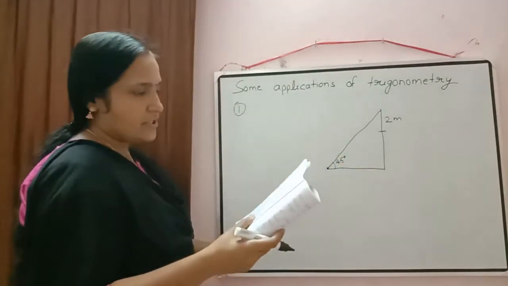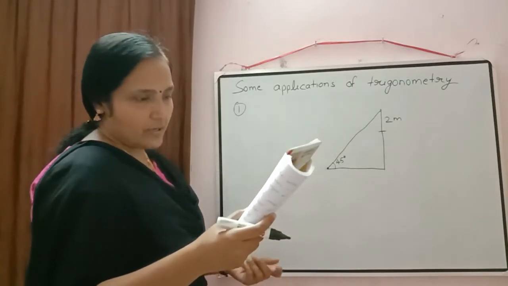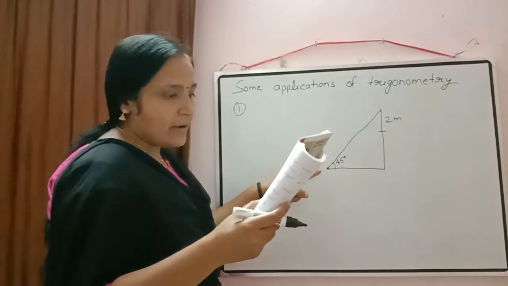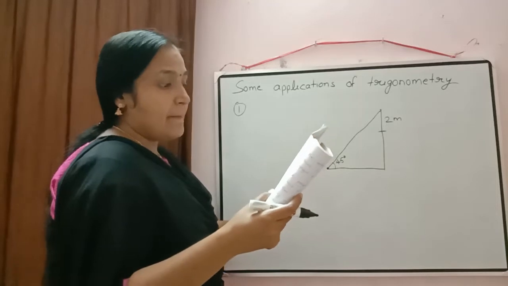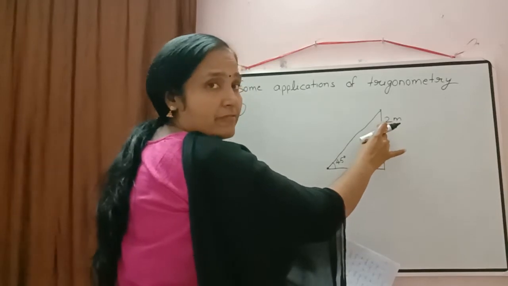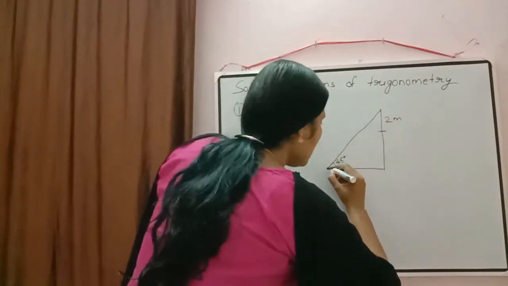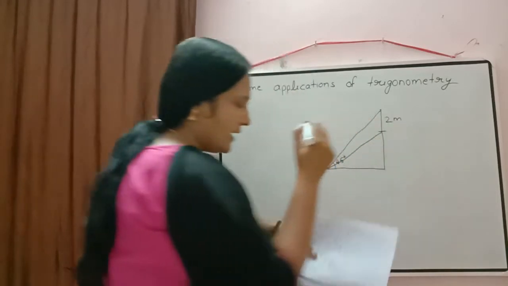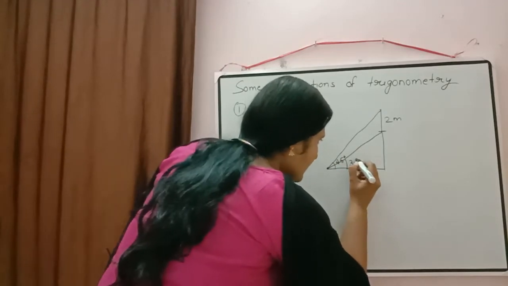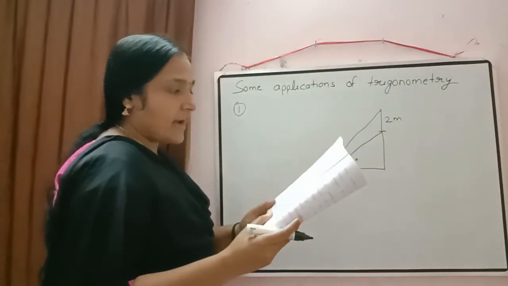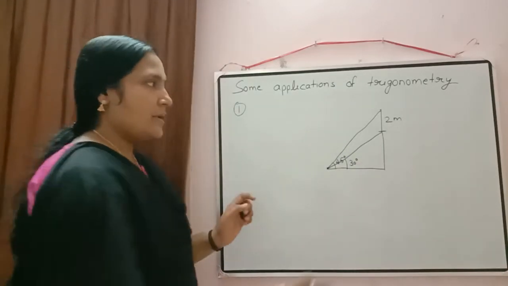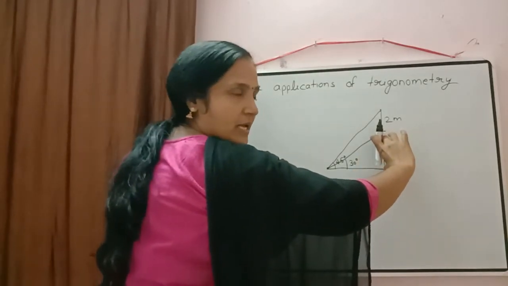The angle of elevation of the top of the statue is 45 degree, and from the same point on the ground, the angle of elevation of the top of the pedestal is 30 degree. This is the pedestal and this is the top of the pedestal, so this angle is given as 30 degree. And what is the question asked? Find the height of the pedestal. So this is the height of the pedestal which we have to calculate.